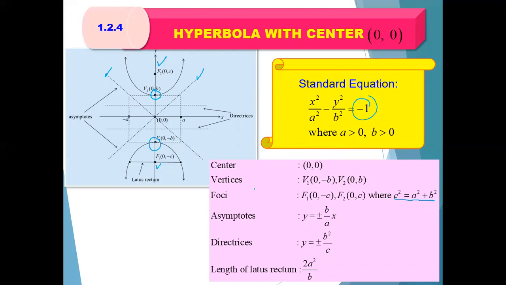And then you have the asymptote. The asymptote is y is equal to plus minus b over a x. You have to memorize this one. Directrices along the y-axis will be y is equal to plus minus, depending on whether it is on the x-axis or y-axis. If on the y-axis it will be b, so the directrices are equal to plus minus b square over c. This is when it is lying on the y-axis; if on the x-axis it will be different.